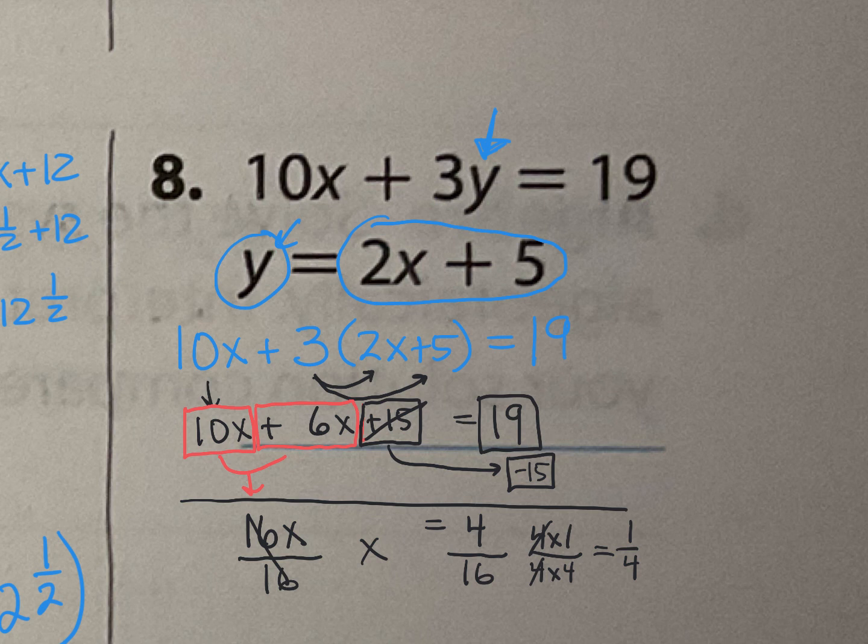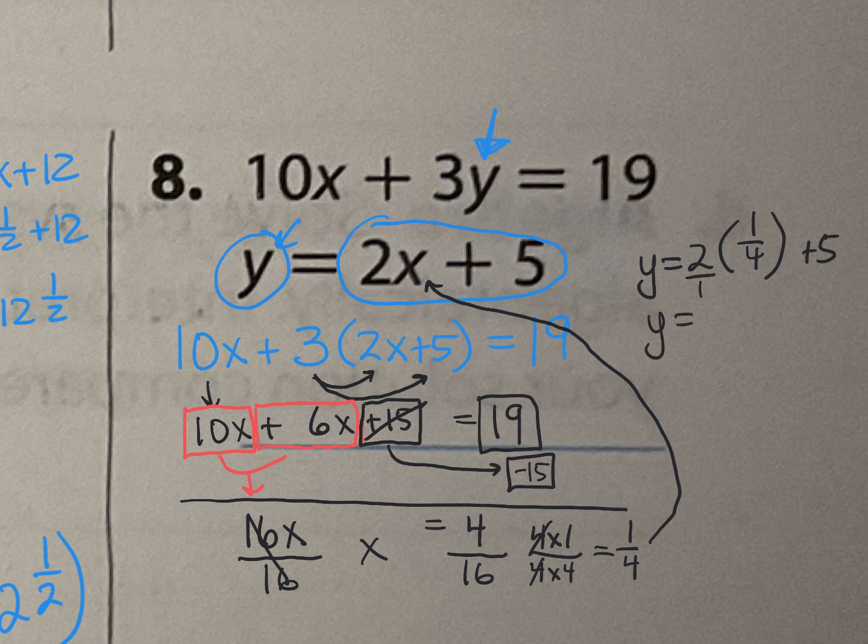Let's plug that into any of the equations. I'm going to plug it into this one. Y equals 2 times 1/4 plus 5. So y equals 2 times 1, top times top is 2, bottom times bottom is 4, 1 times 4 is 4, plus 5. All right, this was adding fractions. This is y equals 1/2, that's what 2/4 is, plus 5. Let's just say this is 5.5. Y equals 5 and 1/2. When we're just adding 5 plus 1/2, that's obviously 5.5.